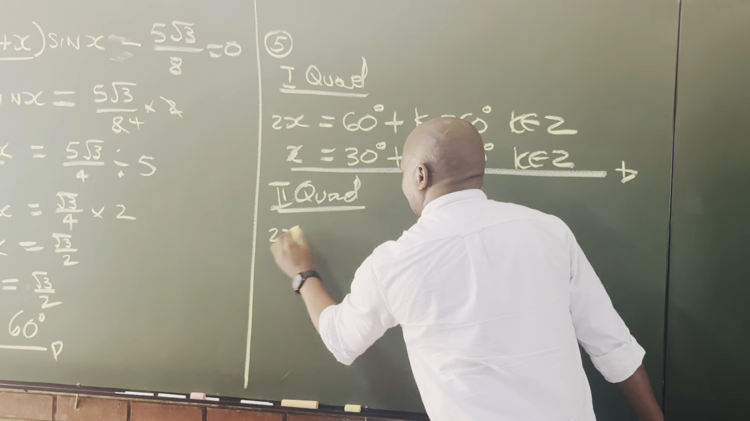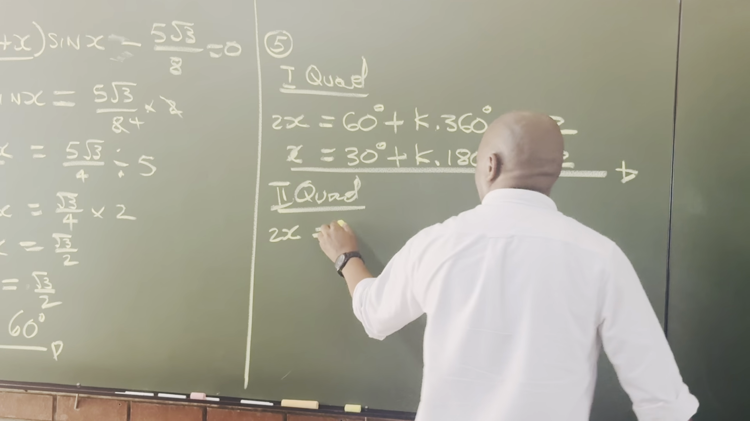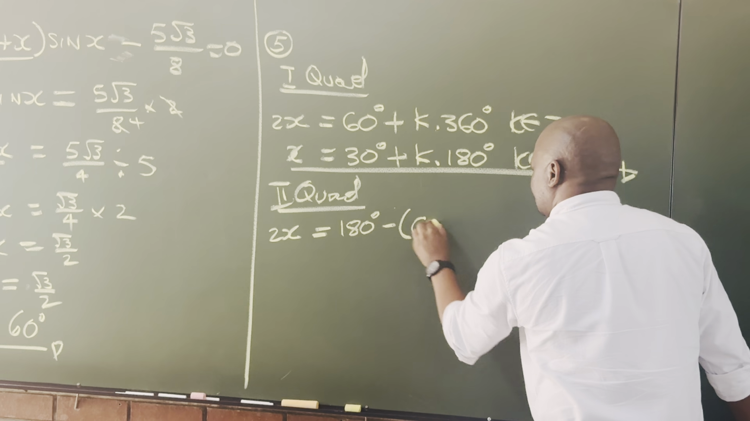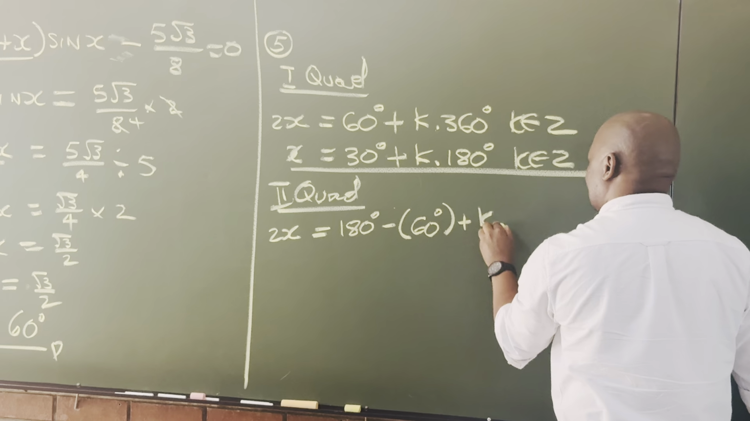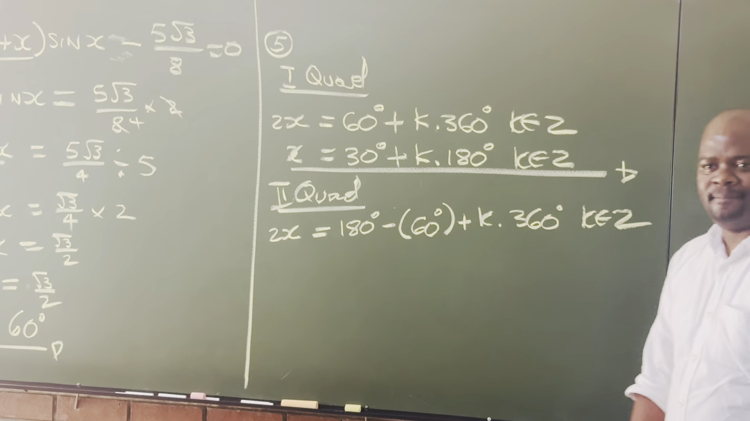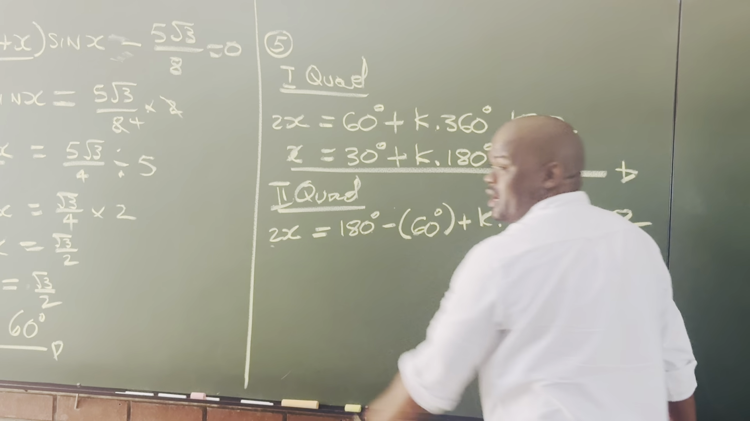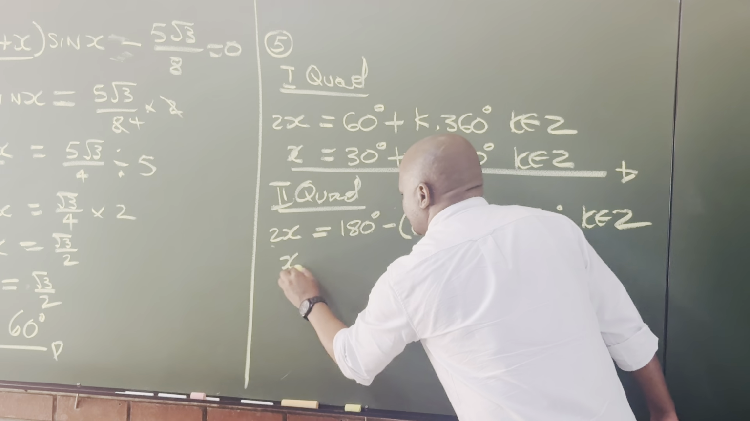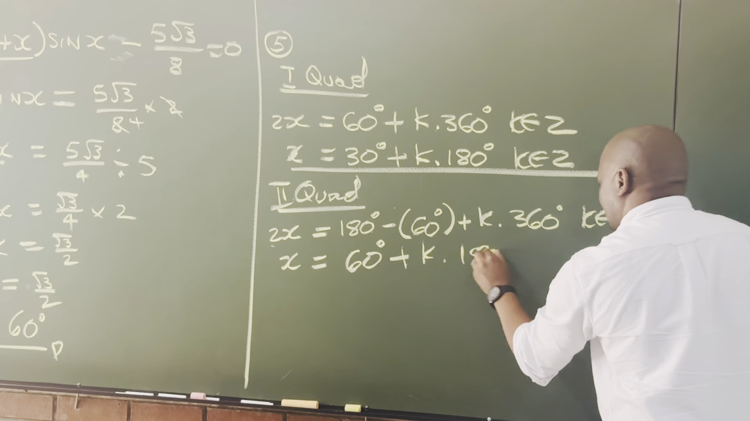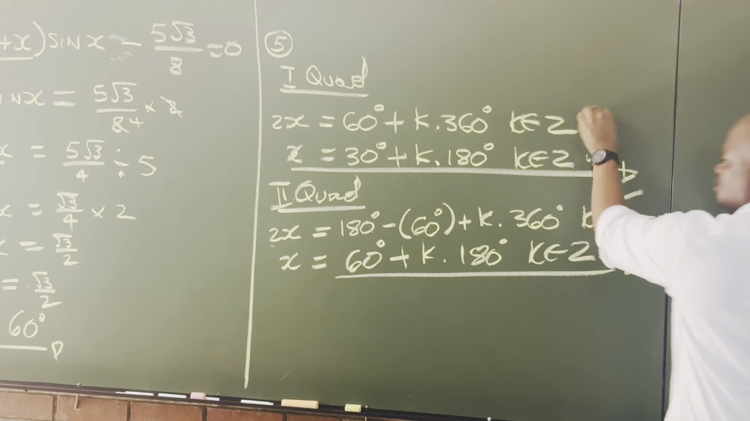So this is 2x equals, then in the second quadrant, how do we write angles? 180 minus. So it's 180 minus the reference angle, which is 60. Then we say plus k times 360, where k is an element of integers. And then from here, what is this? This is 120. We agree, yeah? Then we divide 120 by 2, which means it will be 60. So it's 60 plus k times 180, where k is an element of integers. Then these will be your two solutions.